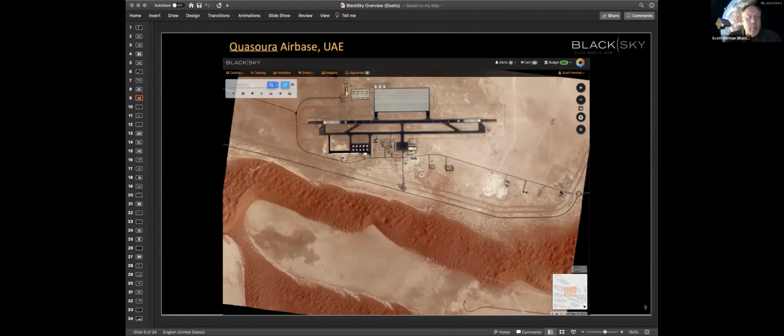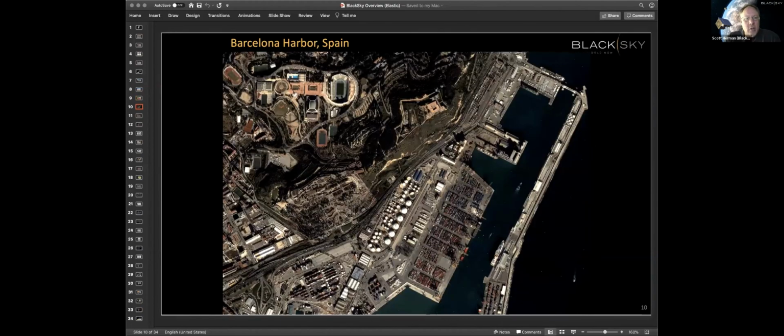Here's another example. This is Barcelona Harbor in Spain. And several things jump out of this image. And again, remember, this image was taken with a small satellite.